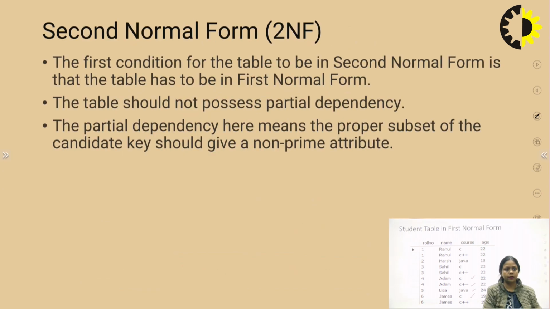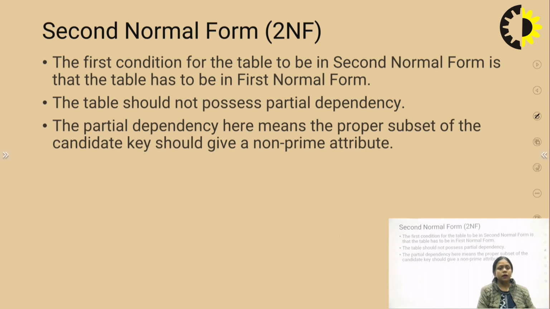Now the second normal form. For the second normal form, the first condition is that it should be in the first normal form. And when it is in the first normal form, we have to check that there should not be any partial dependency in the table. Now the question is what it means. What is the meaning of partial dependency?